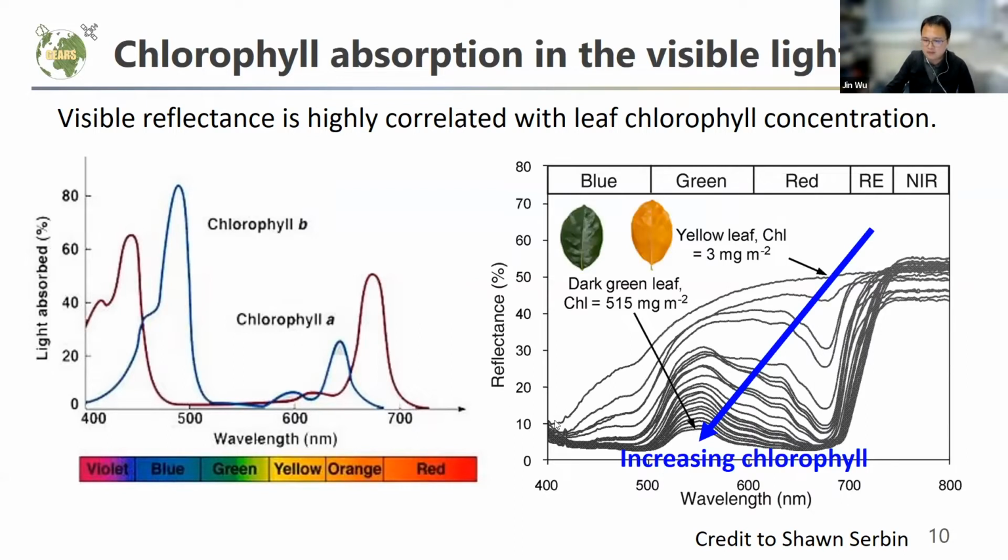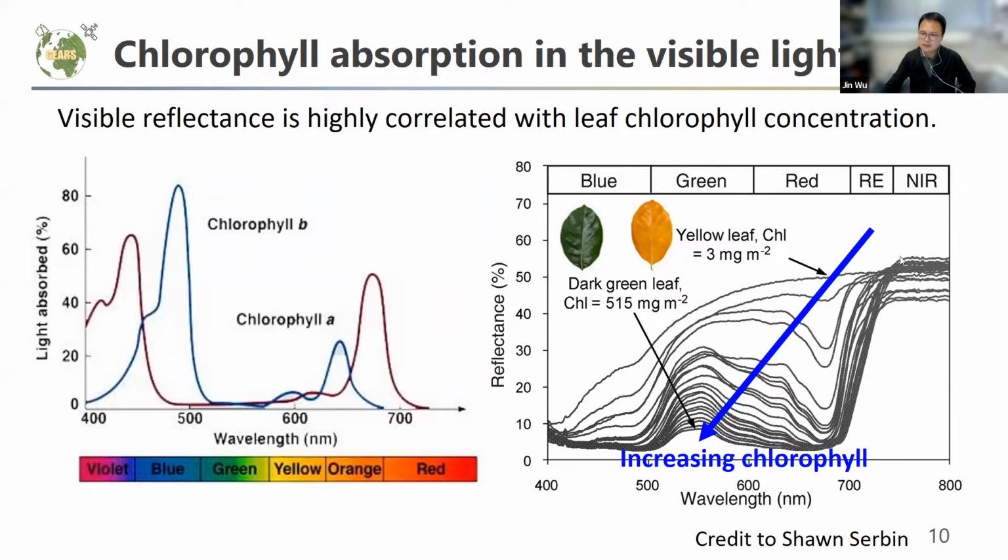The right panel is the spectral reflectance collected in the field. The outer line shown here corresponds to the yellow leaf with really low chlorophyll concentration. That means very little visible light was absorbed by the plant, so you can see the reflectance values are normally really high, right? But for the inner line, like the dark leaf, they have really rich chlorophyll concentration. That means most of the light will be absorbed by the plant, and the reflectance values overall are really low.